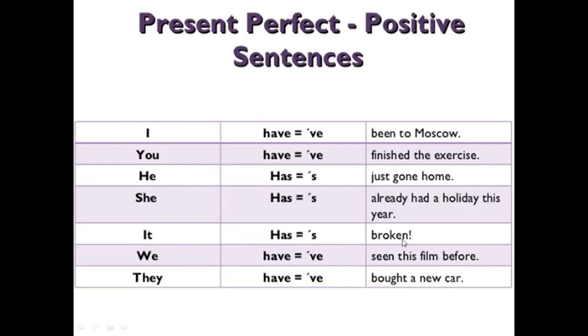It has broken. So it is the subject here, and since it is singular, we have to use has, and then past participle, broken. We have, or we've, seen this film before. So we is the subject here, and then have, and then seen, the past participle. They have bought a new car. So they is the subject. We use have here, and then past participle, bought.